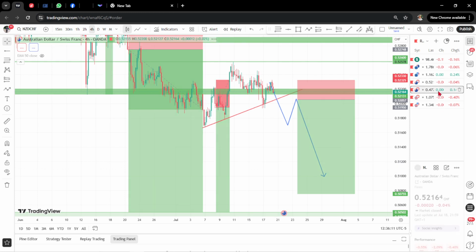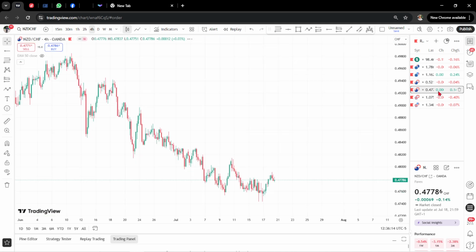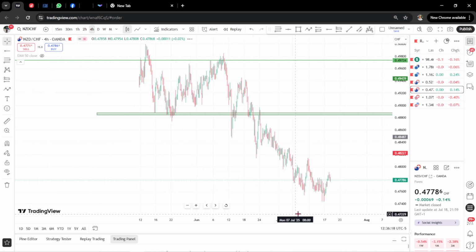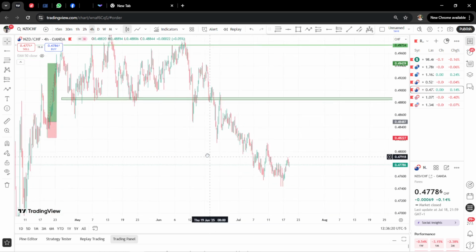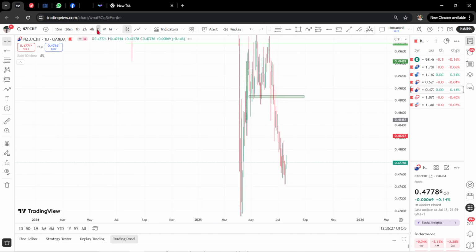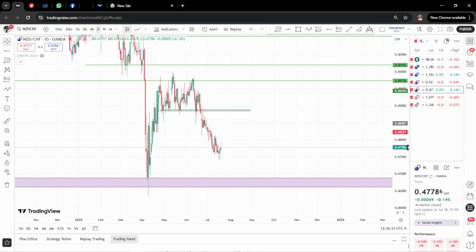The next on my list is NZDCHF. There's nothing much to talk about on this pair. I'm just waiting for a pullback. Maybe you will just join the bull run, but I'm waiting for the pullback to happen. The market hasn't shown me any convincing pullback or structure to follow it. So I'll just leave it.